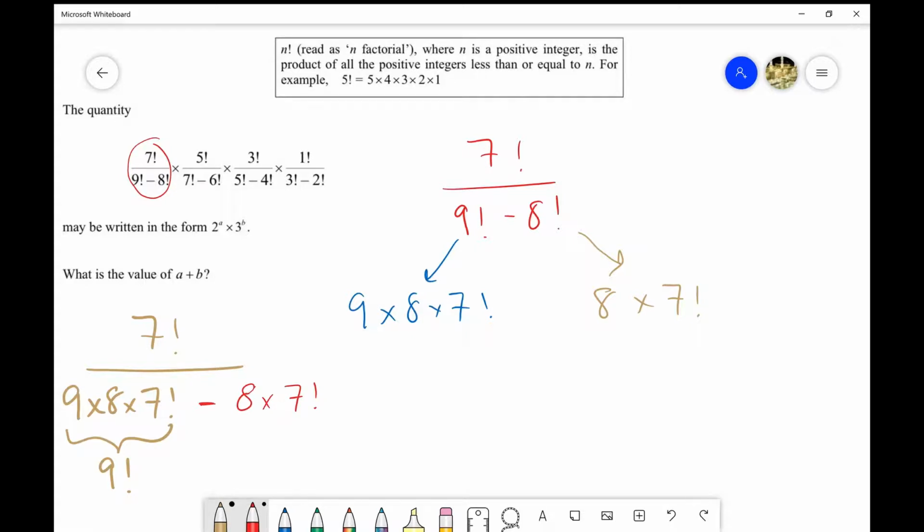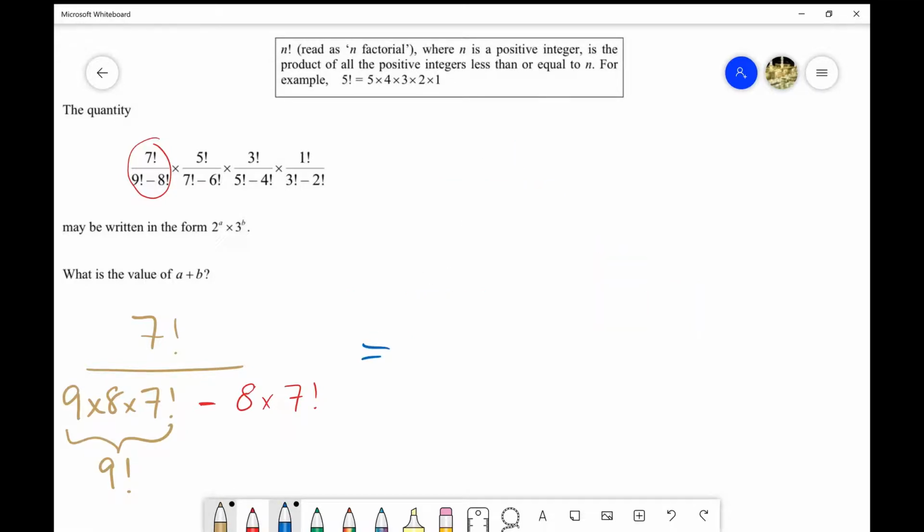I'm just going to get rid of this bit. What this can now be simplified to is 7 factorial remaining at the top. At the bottom, I have a 7 factorial there, so I'll factorize it out. I've got 9 times 8 still remaining there, which is 72.